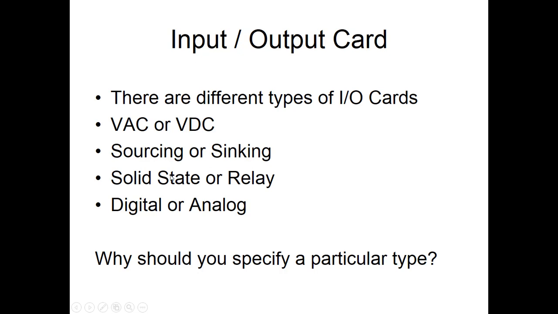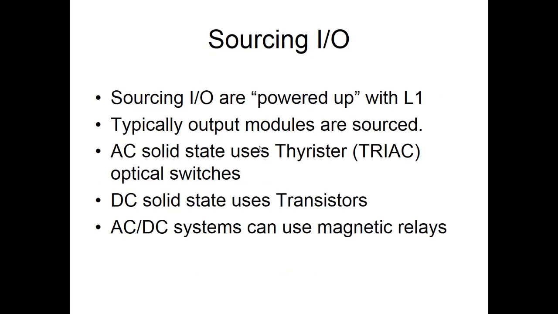There's solid state, which is no moving parts, and those are switches that a lot of times have a little bit of a lower ampacity. Or a relay, there's relay type cards, and relay cards can hold a little bit higher amps. Those are magnetic relays. And there's digital cards or analog cards. We're using digital, but you can certainly have a lot of analog applications. Why do you pick DC, sourcing, sinking, relay, analog, whatever? Well, it just depends on what your PLC application is and what you're doing. So let's take a look at some more.